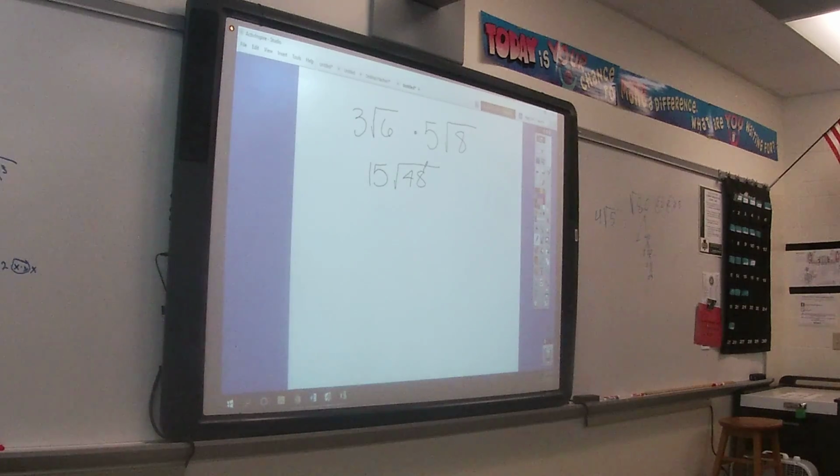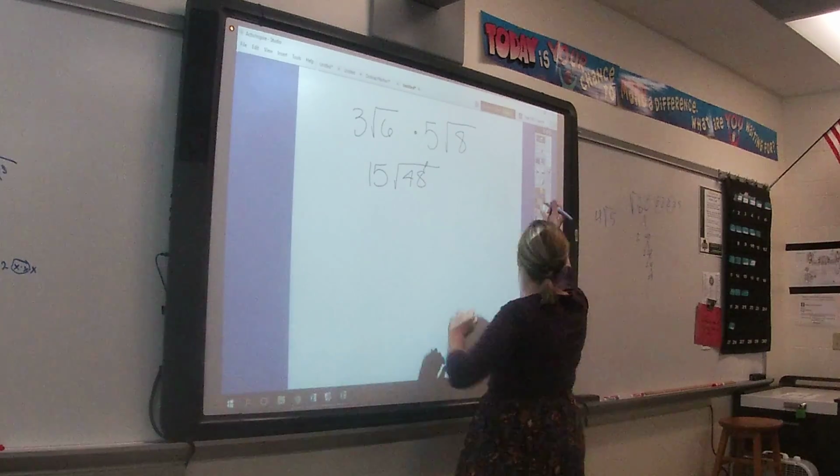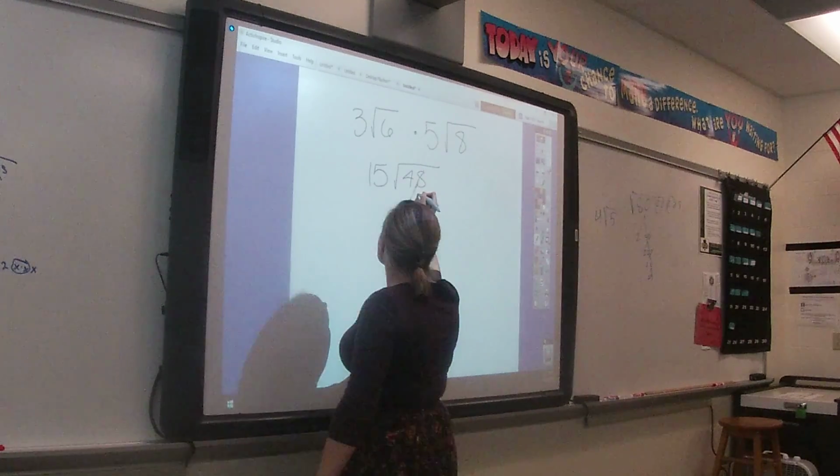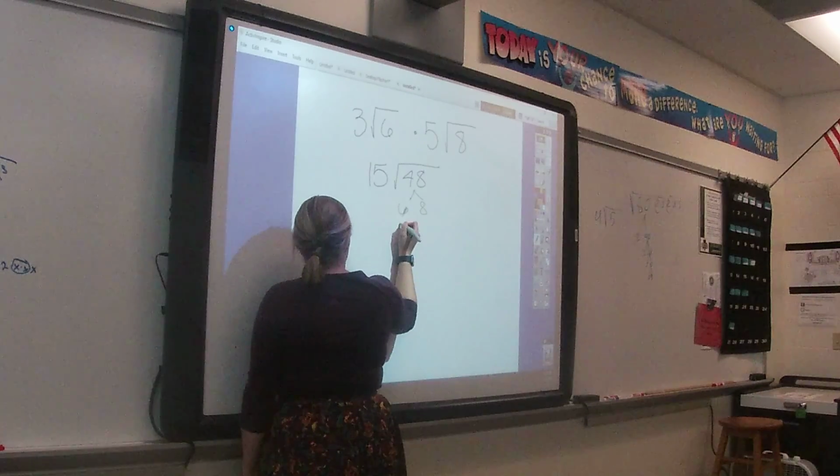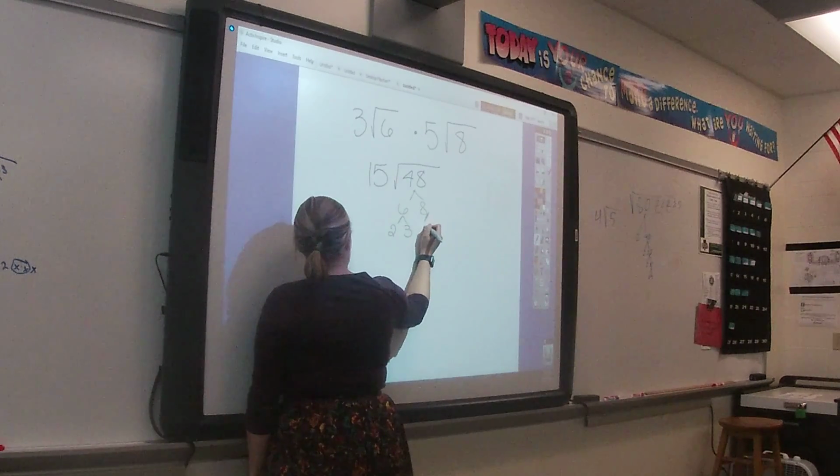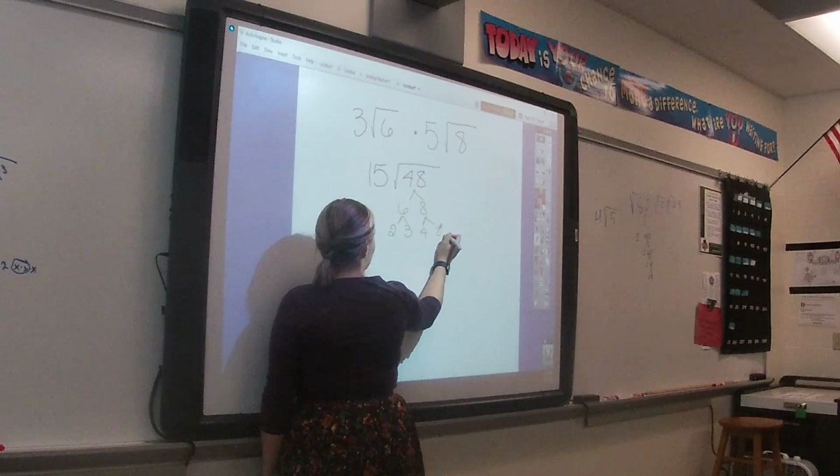If you leave that as it is, you would be wrong. Why would this be wrong? Right? Because it's not simplified. It comes back to that basic idea that we just simplify. Why? Because we always reduce a fraction. We always simplify a square root. So we would prime factor this 48 by the rules that we talked about last week.